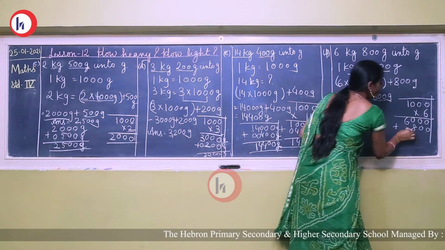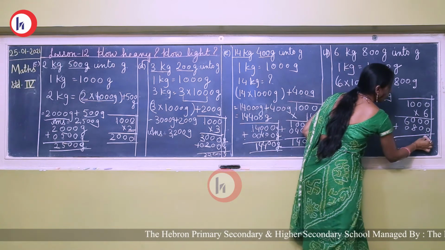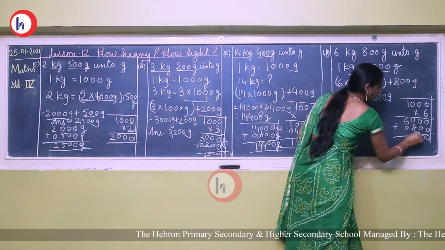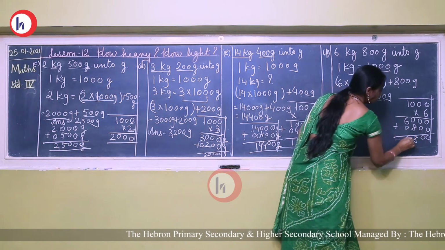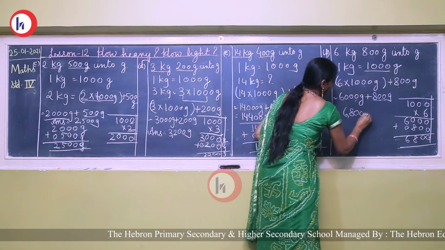Okay. Now here no any digits, so put here 0. 0 plus 0, 0. Here also 0 will come. Then 0 plus 8, 8. 6 plus 0, 6. Answer is 6800 gram.